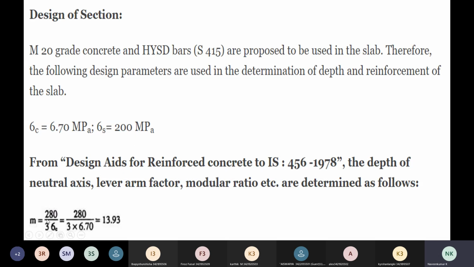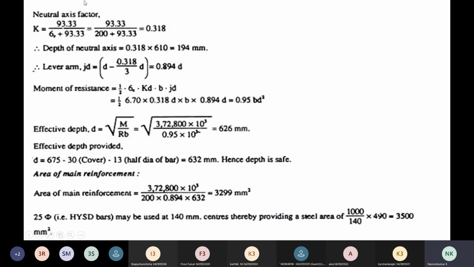Then you calculate the modular ratio, 280 divided by 3 σc, where σc is 6.07, the stress due to compression. Substituting 6.07, you get the value of modular ratio as 13.93. So this is the usual step for how you calculate the reinforcement detailing and all.